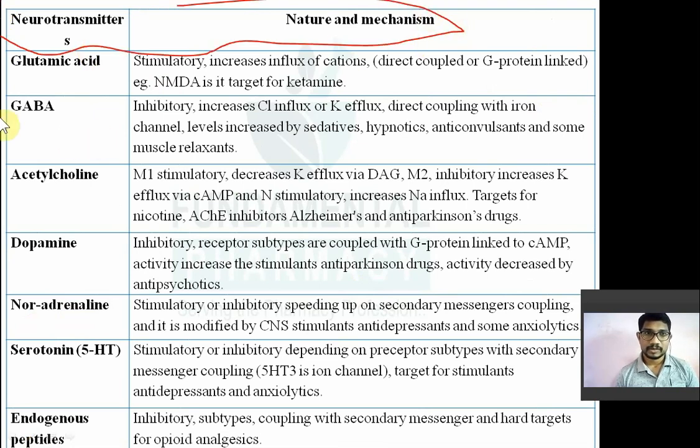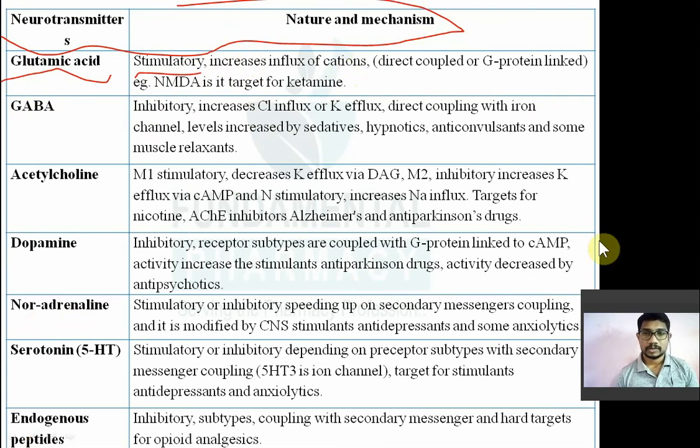So the first one is known as glutamic acid. It is an amino acid. It is stimulatory and it increases the influx of cations. It is a stimulatory neurotransmitter in the brain. So it has its own receptor. Every neurotransmitter has its own receptors.